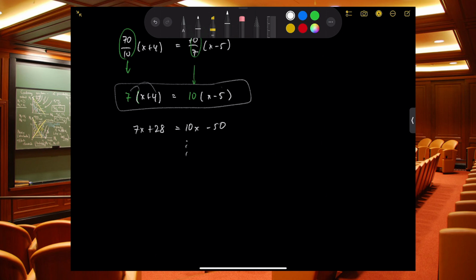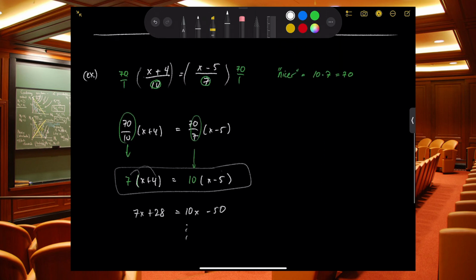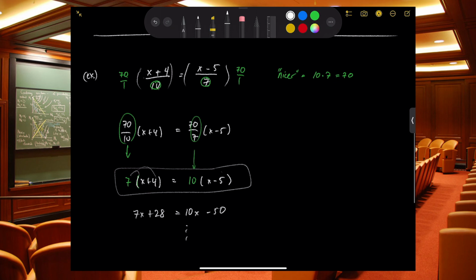Okay, so the big thing you need to do is just make sure that you identify the denominator for all the fractions. That defines what you're going to inflate both sides by. And then once you do that, all of them should cancel out. If they don't, that means something went wrong and you need to try again.